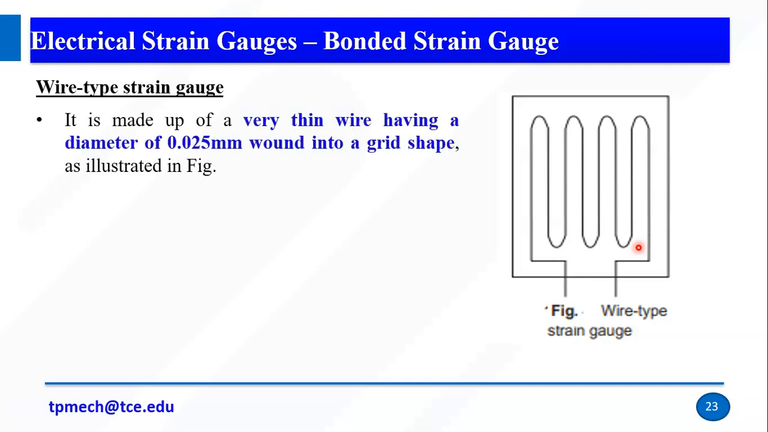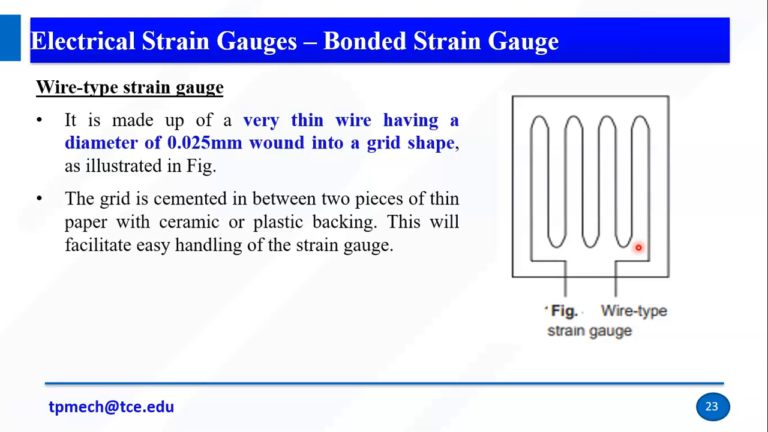The wire type is made up of very thin wire having a diameter of 0.025 mm, wound in a grid shape. Within a shape, the wire thickness will be only 0.025 mm. With that, whatever structure is needed, I can make a gauge.